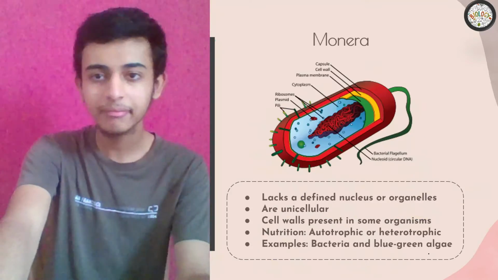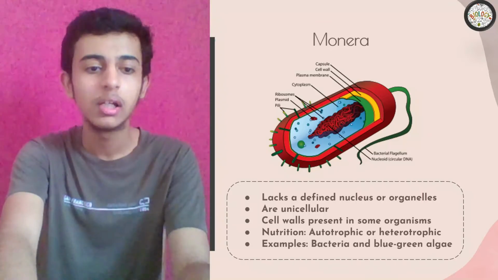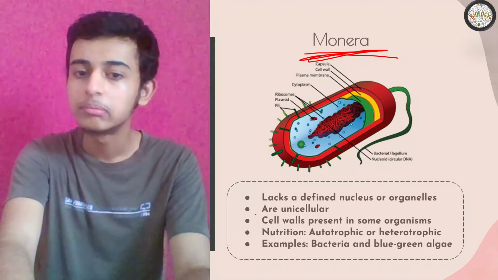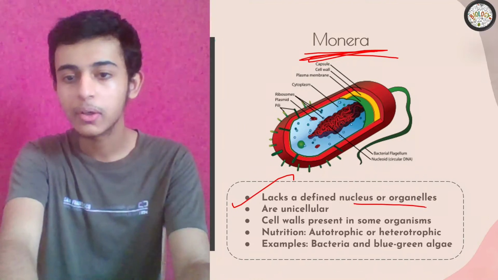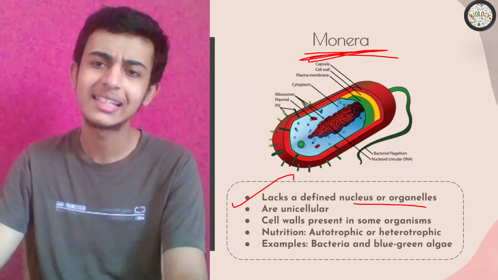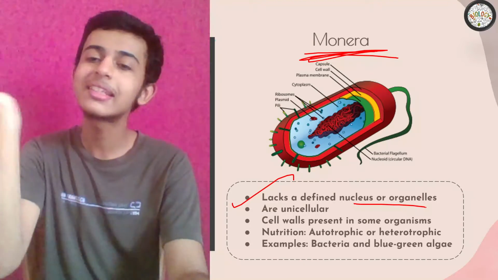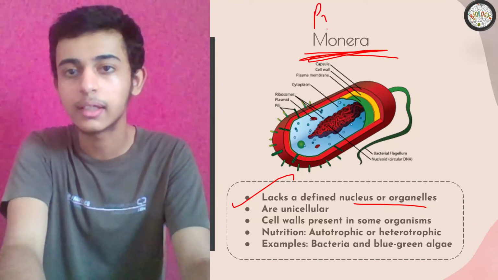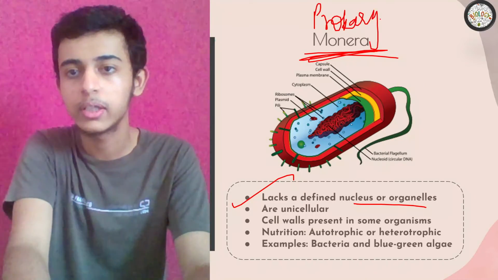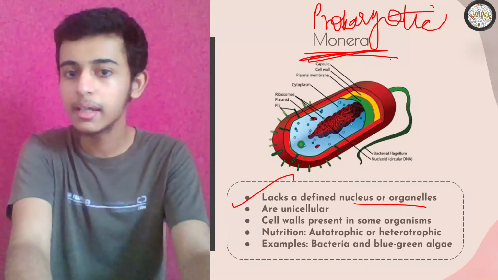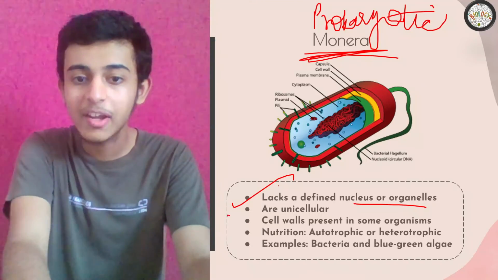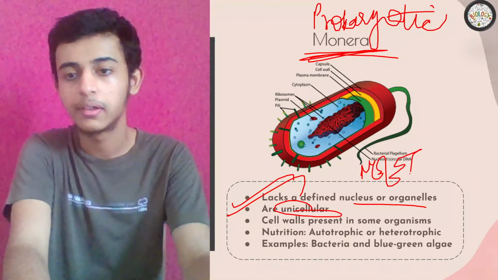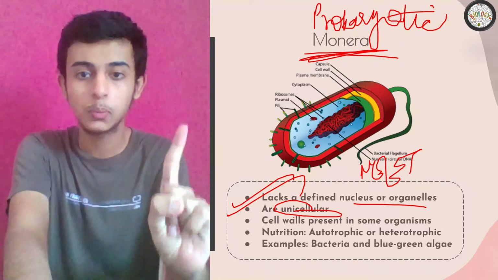Clear? Okay, let's start with Monera. We'll understand it step by step. Monera lacks a defined nucleus or organelles. They do not have organelles. We don't need you. So Monera group is prokaryotic. Prokaryotic. Okay? Are unicellular. Very important MCQ. NEET MCQ. Okay, unicellular, just one cell.